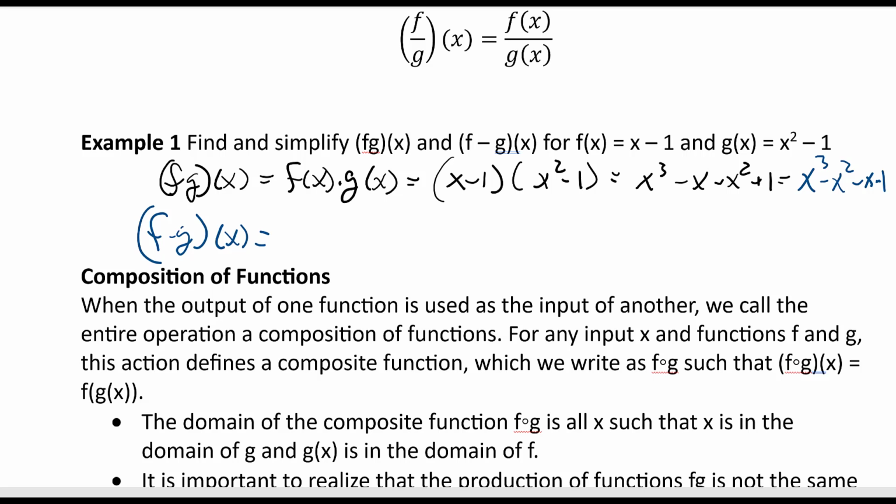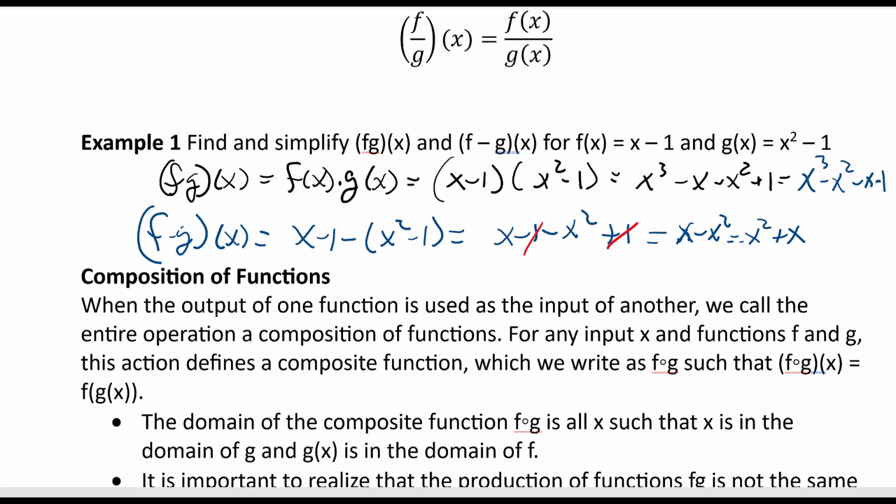F minus g of x. Either one works. So we have x minus 1 minus the quantity x squared minus 1. So it's x minus 1 minus x squared plus 1. From that, the 1's go away. And we have either x minus x squared or negative x squared plus x. Either one. If you want descending order, do the negative x squared plus x.